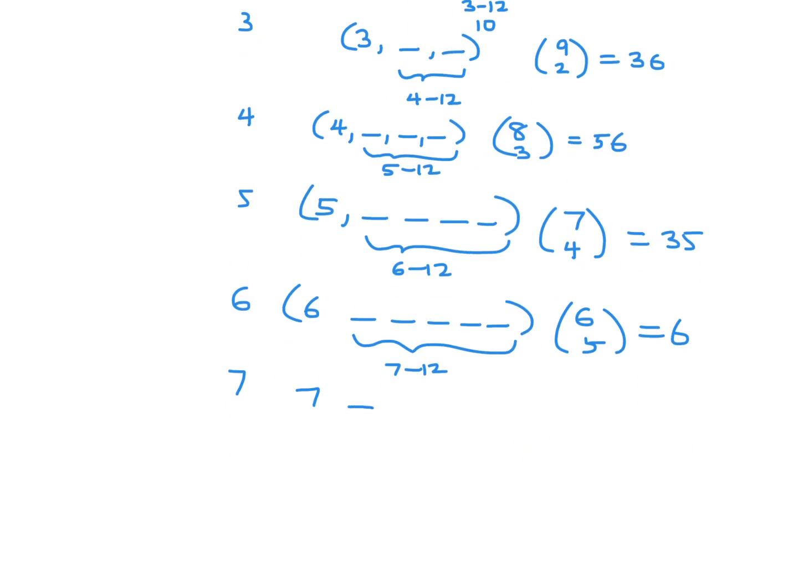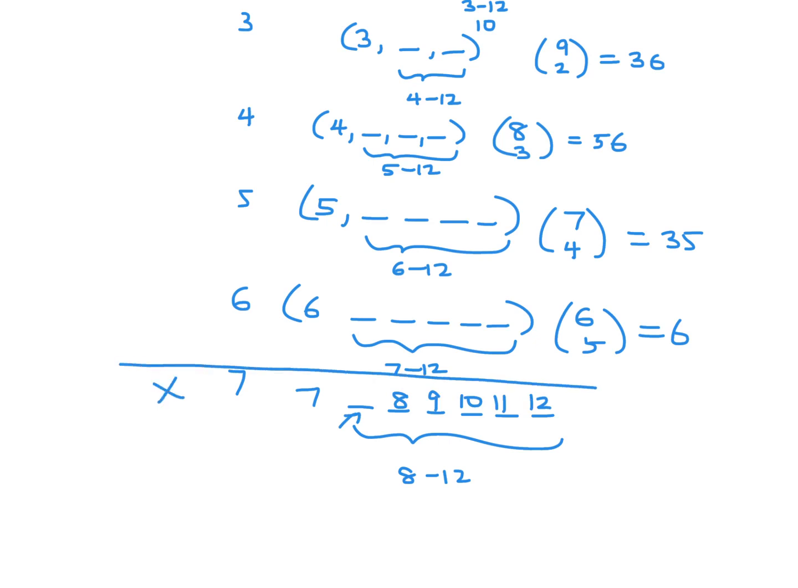And then finally 7. 7 plus 1, 2, 3, 4, 5, 6. Those numbers can be anything from 8 to 12, but I think I run out of numbers there because that's only 8, 9, 10, 11, 12, 5 numbers. So even if I put all of them like this, I ran out of numbers. So this one is invalid. So it's just those ones up there.